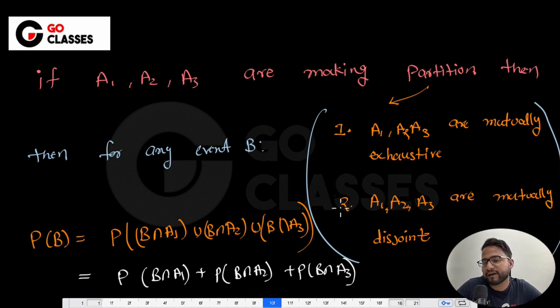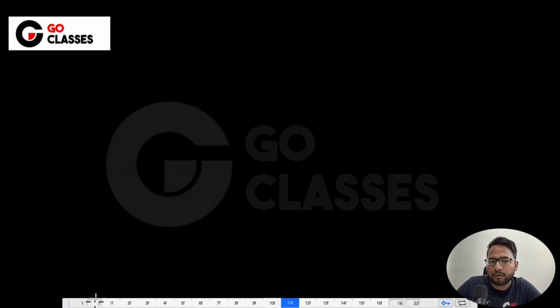So basically, if A1, A2, A3 are making a partition, then you can rewrite the probability of B as a sum of probabilities of smaller events. So that's actually very useful in probability theory. I will tell you the examples. In random variables, there's a later part, but I'm just telling you upfront what we will do.